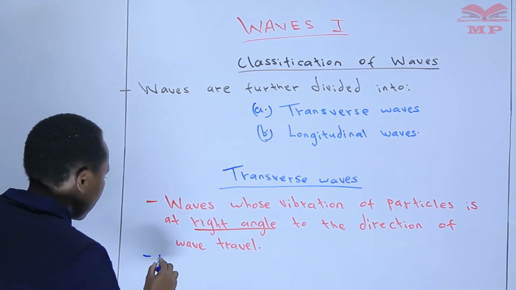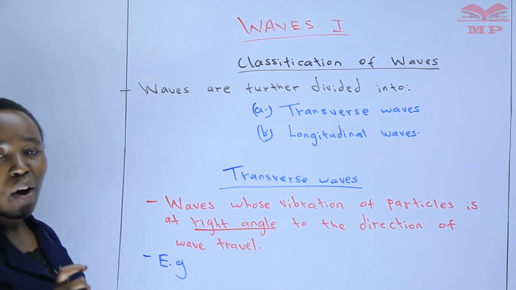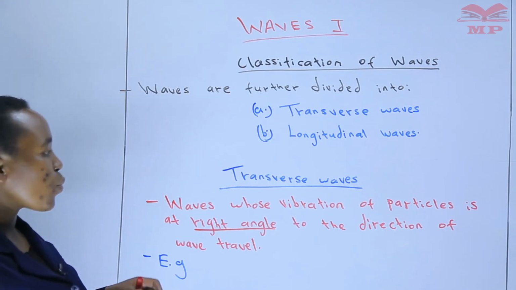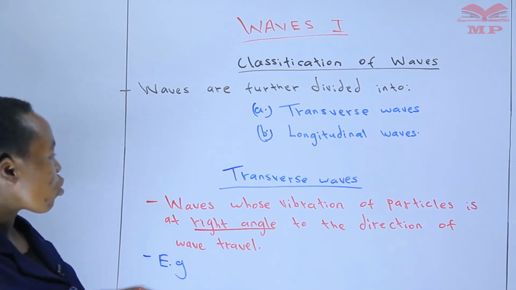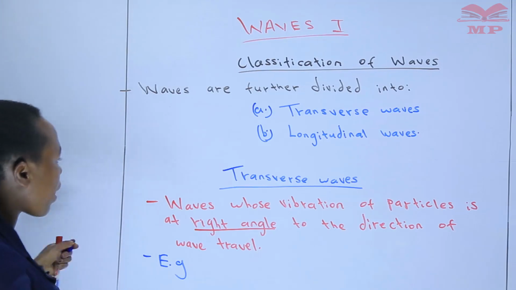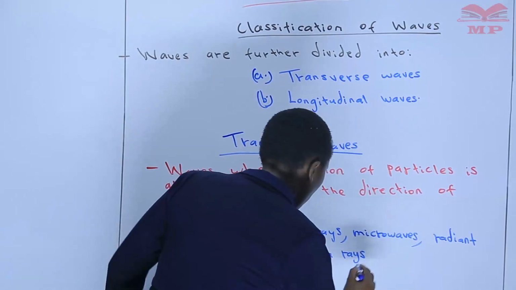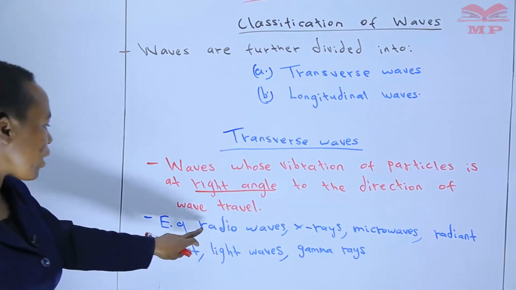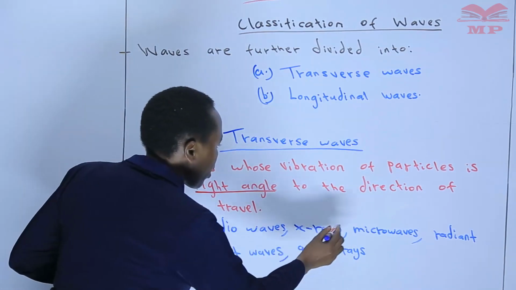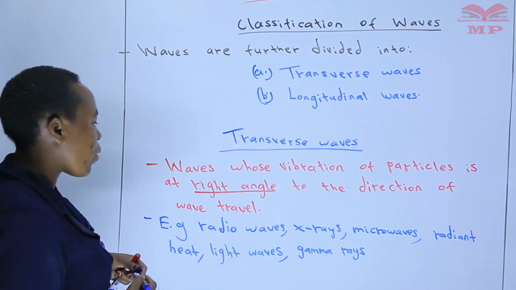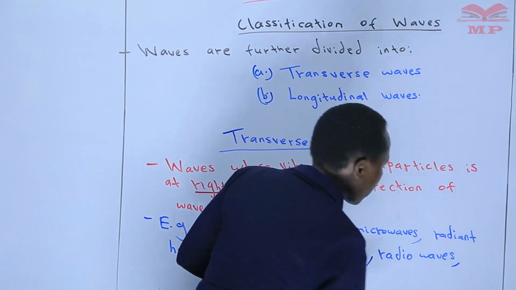So we can first give examples of transverse waves. We are going to start with all electromagnetic waves, because we say that all electromagnetic waves are transverse in nature. So we list them down first, all the electromagnetic waves: the radio waves, the X-rays, the microwaves, the radiant heat, the light waves, gamma rays. So these are the electromagnetic waves.